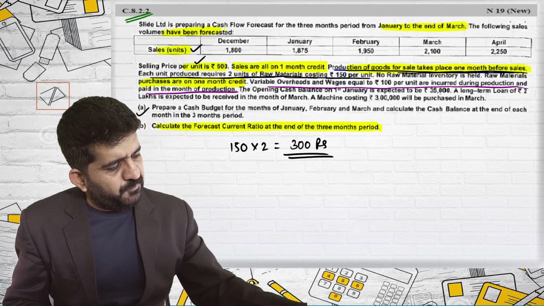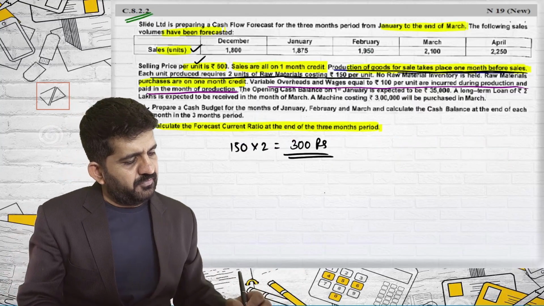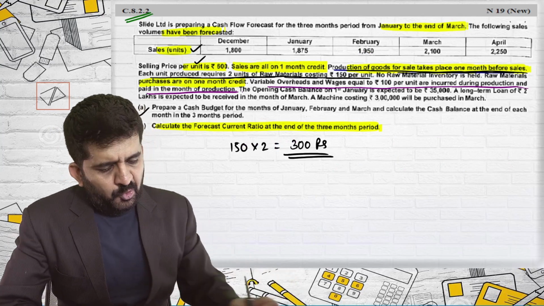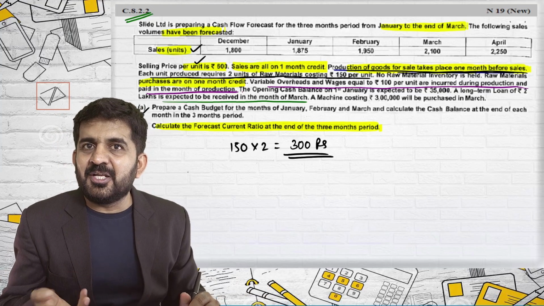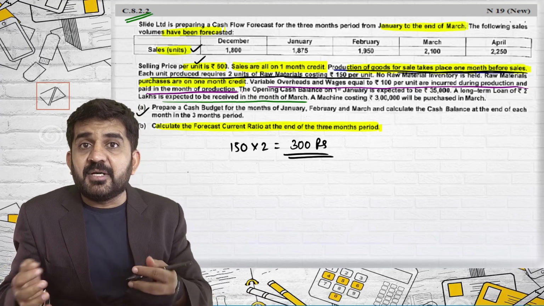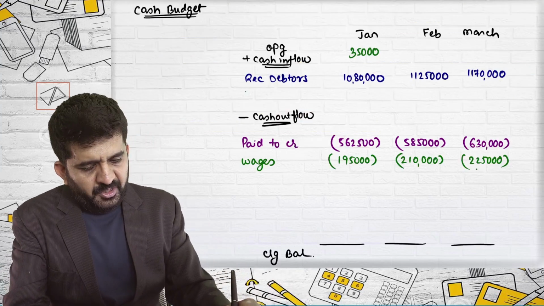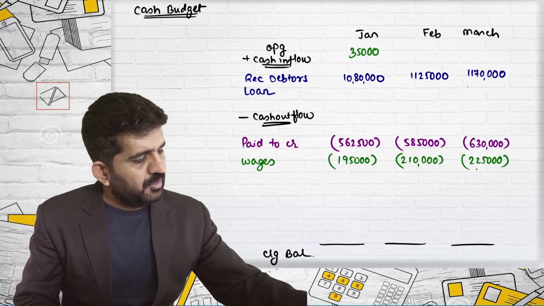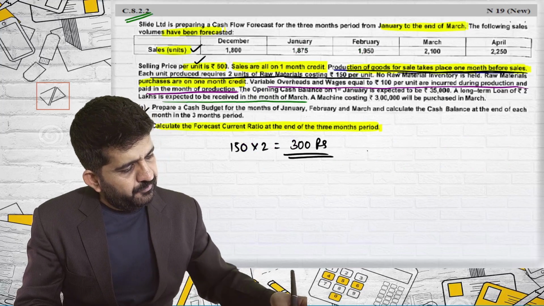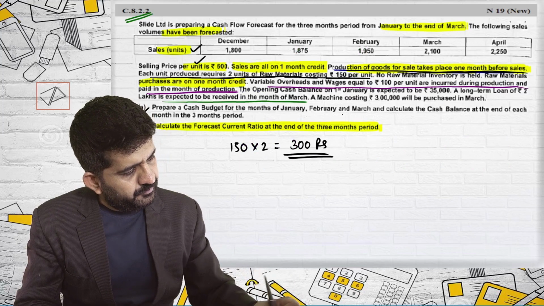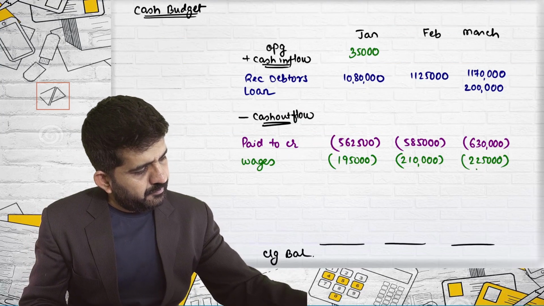The opening cash balance on 1st January is 35,000. A long-term loan of 2 lakhs is expected to be received in the month of March. If you take a loan, it is your liability, but there is a cash inflow, which will be 2 lakh rupees in March. Sorry, it is 2 lakh rupees.